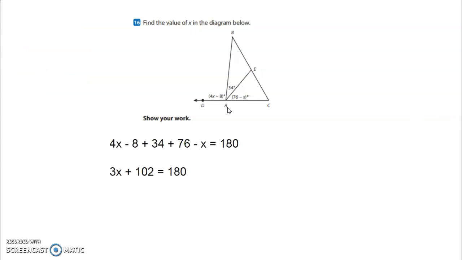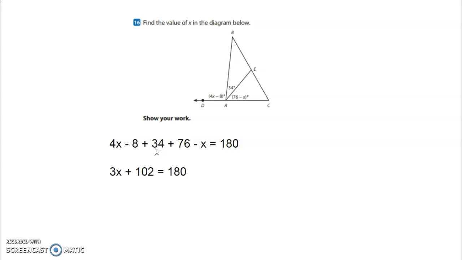All right, so I'm using again basically the idea of supplementary angles. In this case, these 3 angles are actually supplementary. So when we add all 3 of them, we get 180. So I already combined like terms. We have a 4x and a negative x, so that gives me 3x. I added these together in my head.